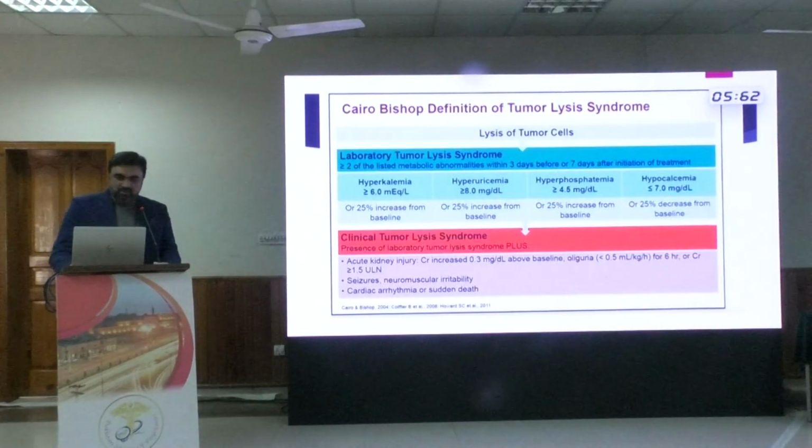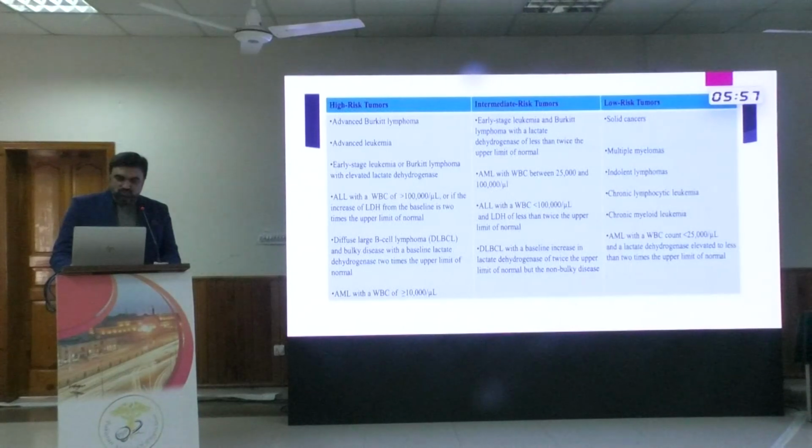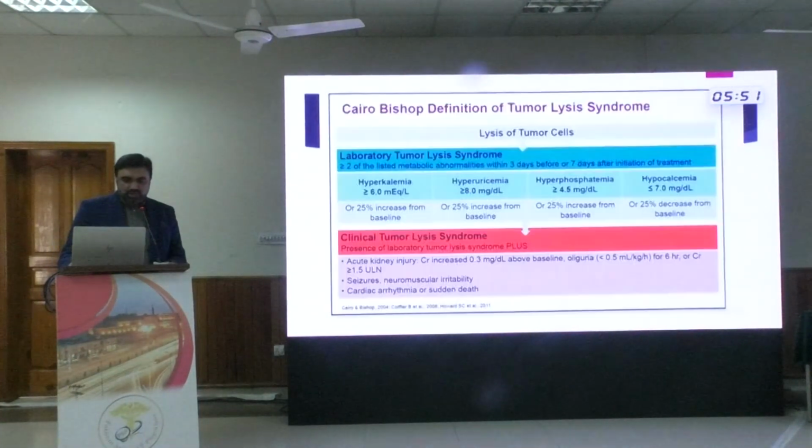So how do we label a patient as tumor lysis? There is a criteria known as the Cairo-Bishop criteria. It is divided into 2, laboratory tumor lysis syndrome and clinical tumor lysis syndrome. If the patient has 2 or more of the listed metabolic abnormalities within 3 days before or 7 days after initiation of treatment, like hyperkalemia of more than 6 milligram per liter, or hyperuricemia of more than 8 milligram per dl, or hyperphosphatemia of more than 4.5 milligram per dl, or hypocalcemia of less than 7 milligram per dl, or if there is a 25% increase from the baseline, and for calcium, a 25% decrease from the baseline.